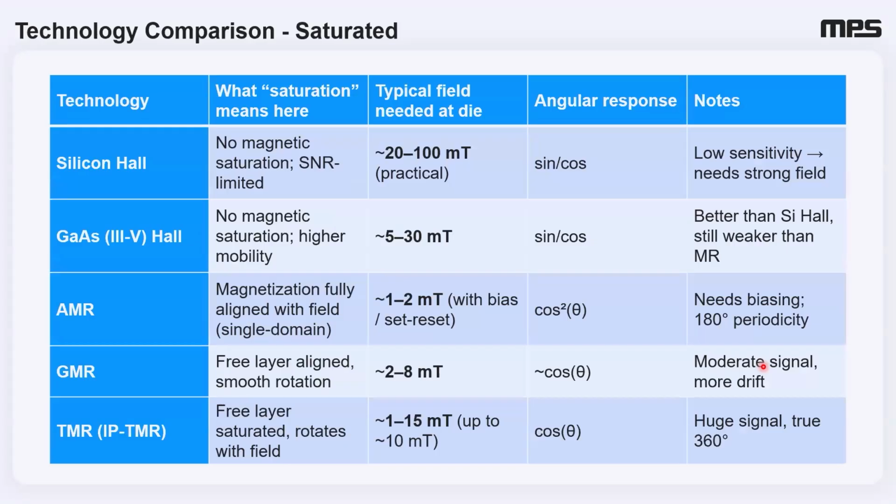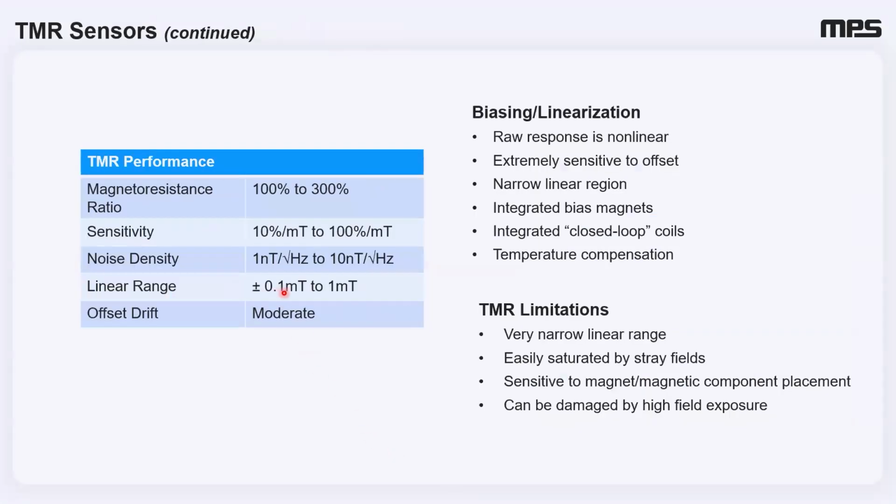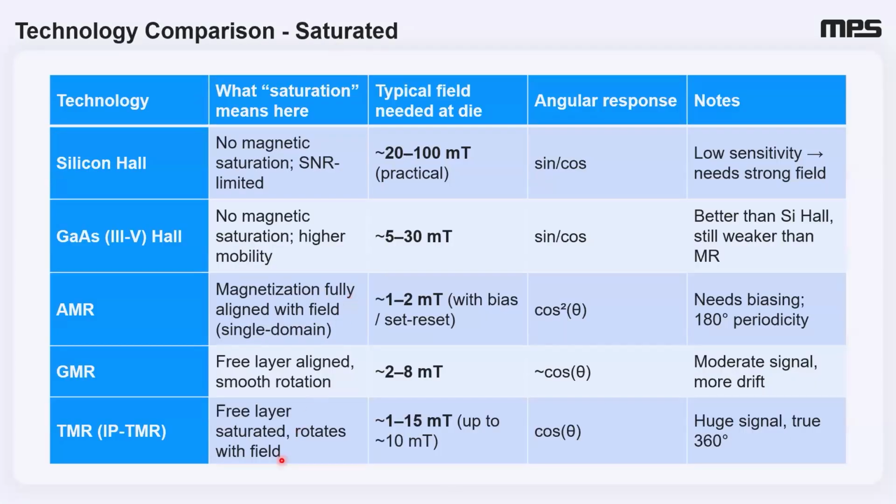All right, so let's take a look now at all 5 of these technologies and try to do an apples to apples comparison. Here I'm talking about using this in saturated mode, so this is more angle sensing focused. And the important points here are what's the typical field that we're looking for. Now in saturation, remember I said in TMR, it's 0.1 to 1 millitesla. Well, that's for linear. In saturation, we're going to be like 1 to 15 millitesla.